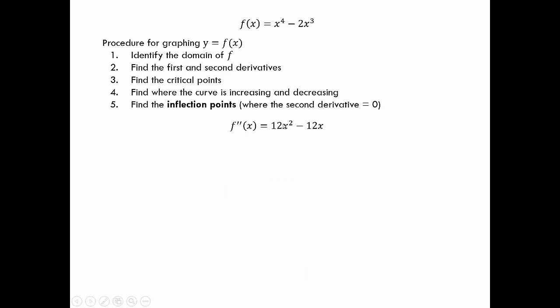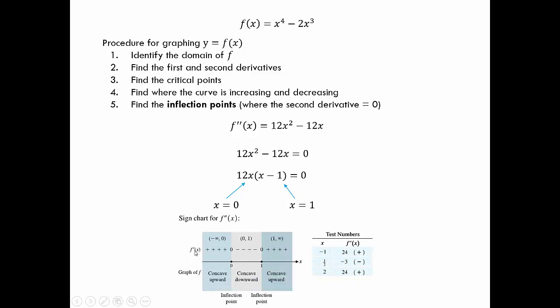Find the inflection points, so I get my second derivative. I set it equal to 0. I look to factor and set both factors equal to 0. I see I get x equals 0 and x equals 1. So those are my inflection points. My inflection point sign chart is based on my second derivative. With 0 and 1, I pick values in these intervals to see my concavity. If it's positive, it's concave up; negative, concave down.